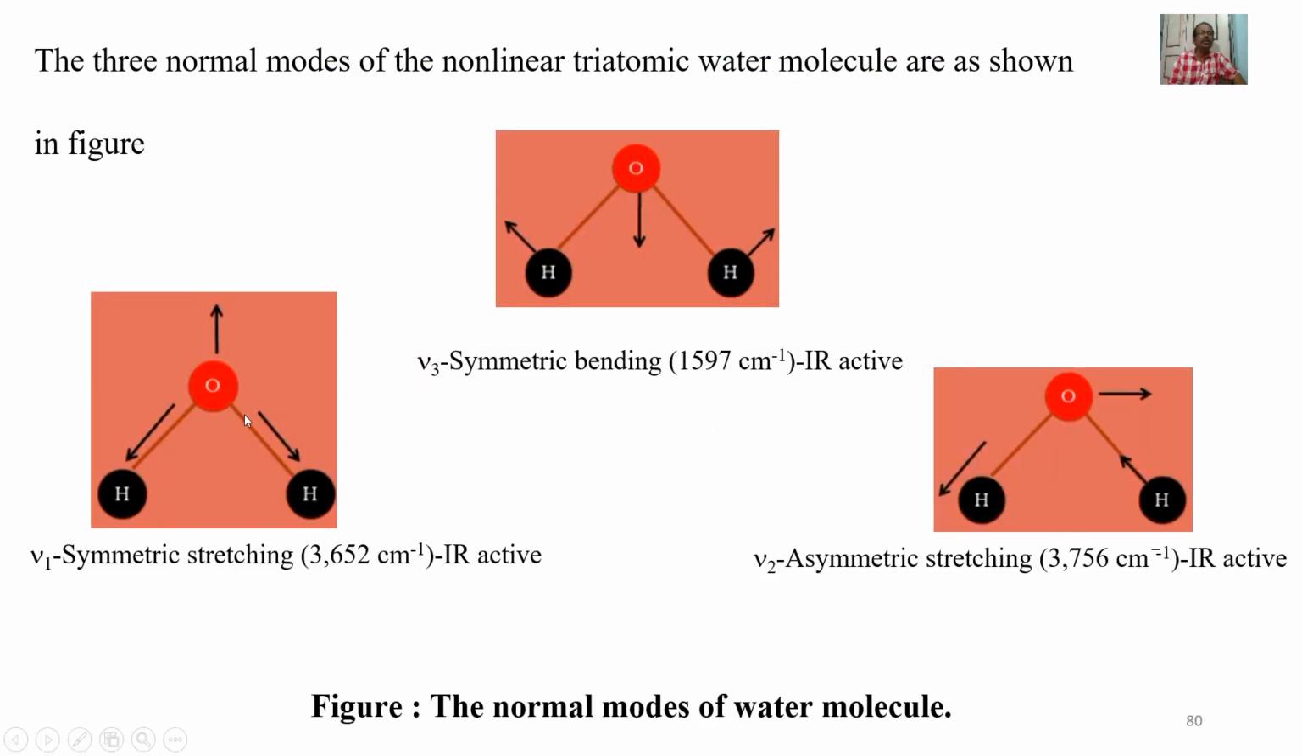See here, the normal modes of the non-linear triatomic water molecule are given. So nu1 stands for symmetric stretching, which goes with the wave number 3652 centimeter power minus 1. So this is IR active. And nu2 is nothing but asymmetric stretching, which is higher than that of symmetric stretching. So look at the wave number. It is 3756 centimeter power minus 1. Again, this is IR active. Whereas symmetric bending, labeled as nu3, falls at 1597 per centimeter. And this is also IR active.